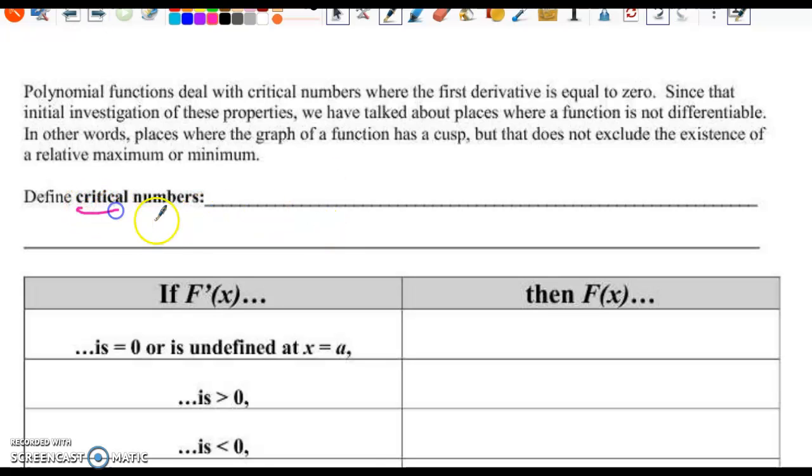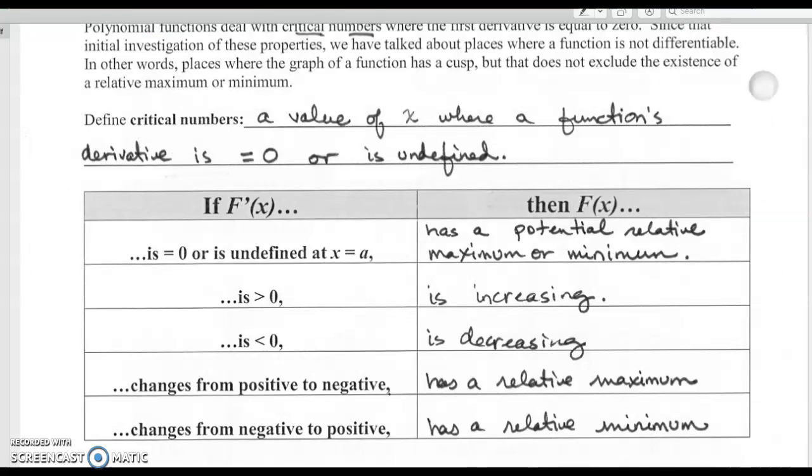Okay, so defining critical numbers. Let me pull up the answer key, actually. I think it'll be better if I just give you that. Again, it's probably just easier if I just explain it this way. So a critical number is a value of x where a function's derivative is either 0 or undefined. Because if you have an undefined derivative, it could have a sharp turn like the example we just did. And if we have a sharp turn, it could have a sharp turn at a minimum value or a maximum value.